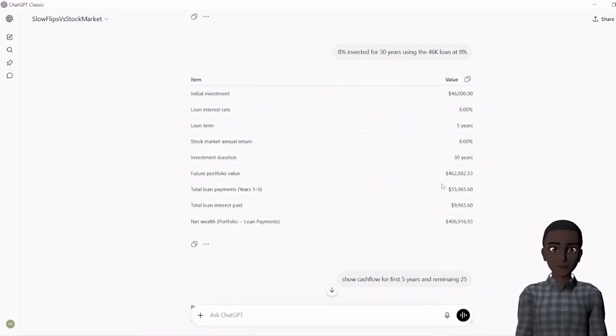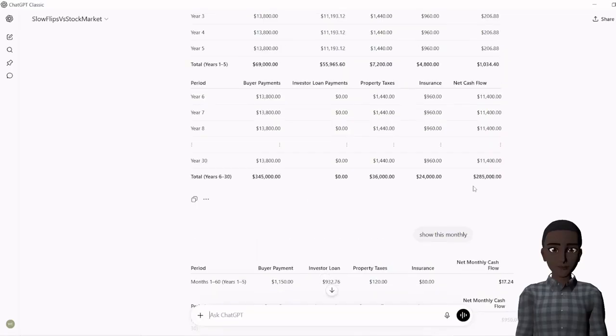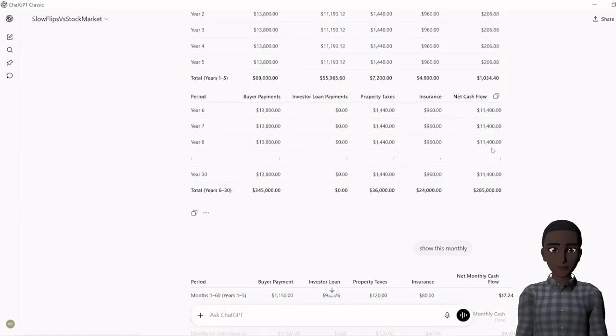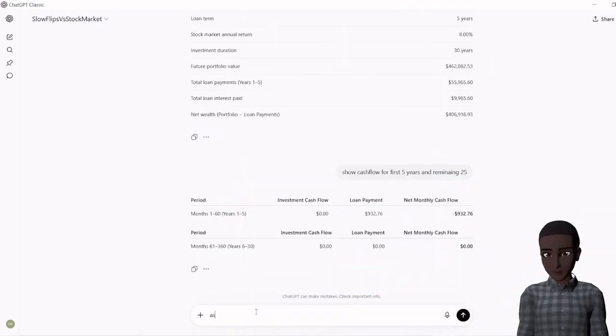But if you were trying to, say, withdraw money from the stock market at the same rate as you would have been receiving in the slow flip strategy, so if we go back up here and we see how much we were expected to withdraw per year, this is when the analysis gets really interesting. So I would say here, assume I want to withdraw the same cash flow from the stock market starting in year 6 and onward. Show the analysis.